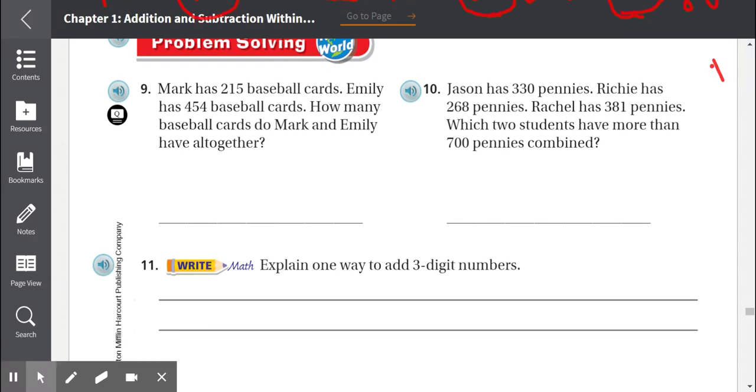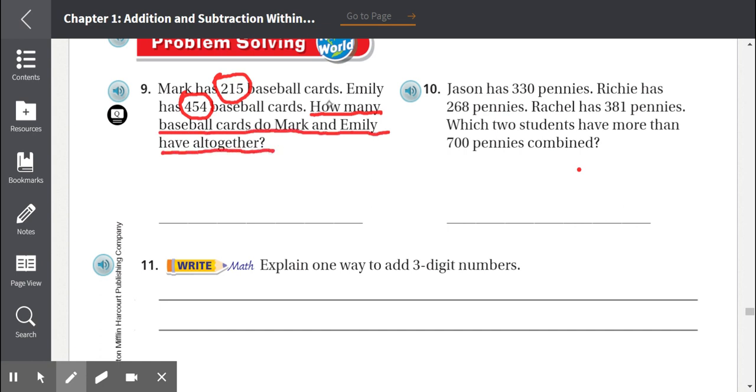Number 9. Mark has 215 baseball cards. Emily has 454 baseball cards. How many baseball cards do Mark and Emily have all together? So we're going to start by circling our important numbers. 215 baseball cards, and Emily had 454. Now we underline our question because our question tells us what we need to do.